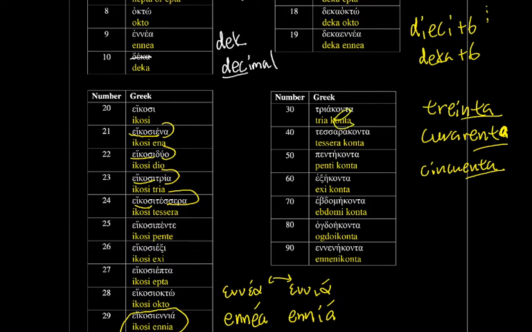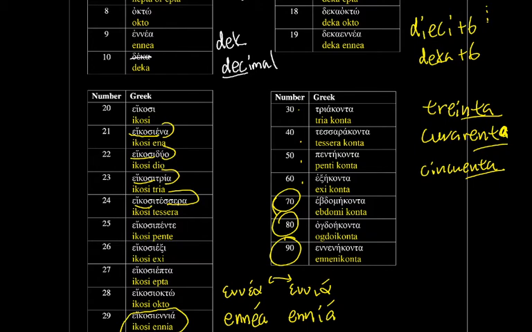We have triaconta, tesseraconta, penticonta, hexiconta, evdomiconta. So here, 70, 80, and 90 are a little different than what you would expect. So notice 30, 40, 50, 60, they're just exactly triaconta, tesseraconta. So you literally just put a number in front of it.